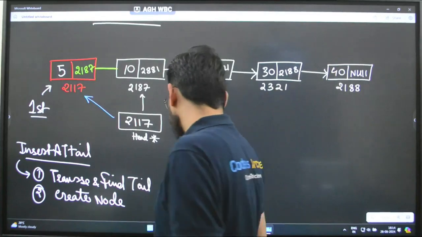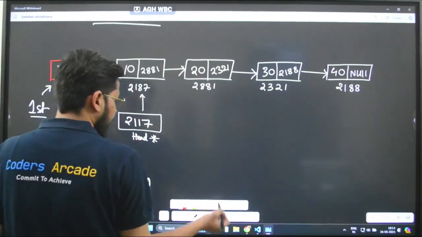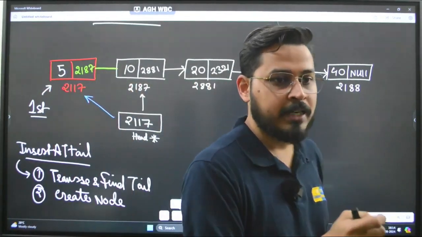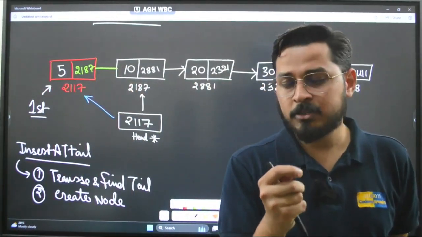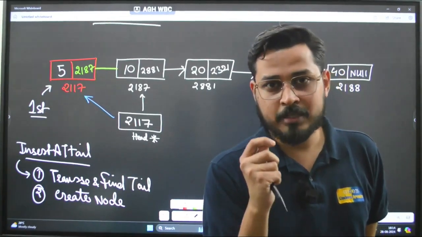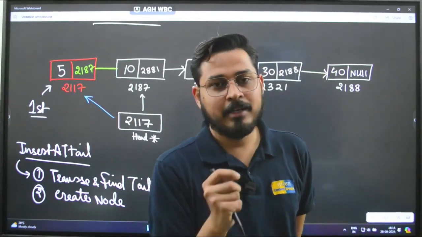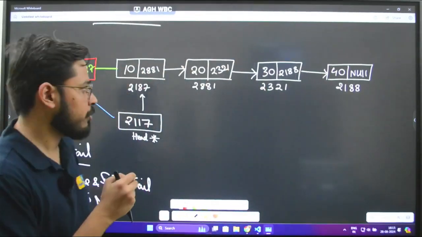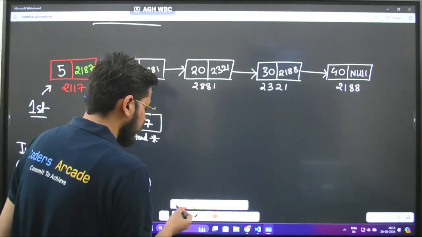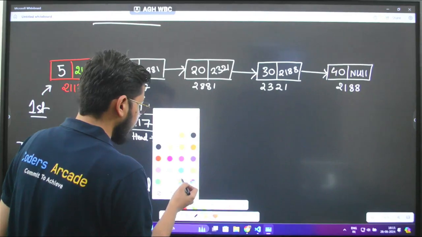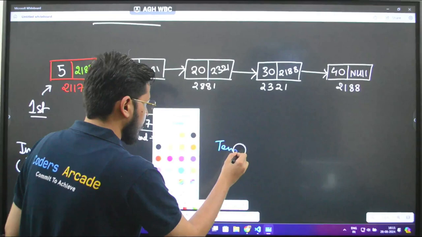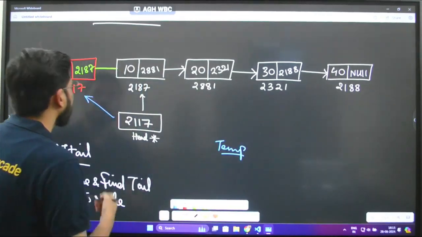If I want to do insert at tail, first I will traverse, and the traversal method we have already seen in the display function, where I explained how your temp will travel to the end and keep on printing all the nodes. In this case, I will use the same approach, and I will be taking a temp variable which will start from here.